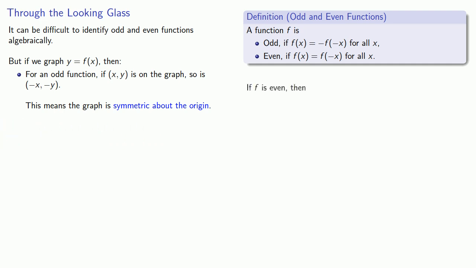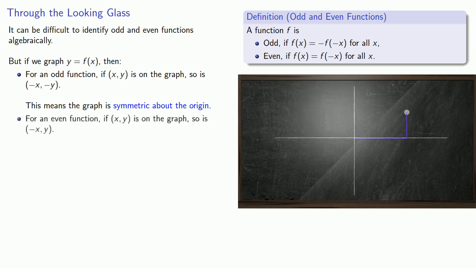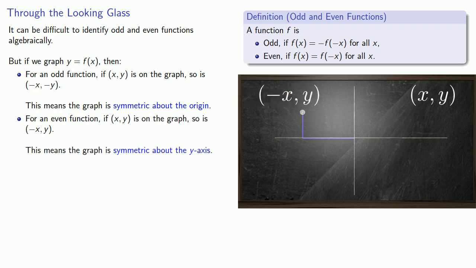On the other hand, if f is even, then f of minus x equals f of x, and again, if x, y is a point on the graph, we know that y equals f of x, and so f of minus x equals y, so minus x, y is also a point on the graph. And so for an even function, if x, y is on the graph, so is minus x, y, and this means the graph is symmetric about the y-axis.